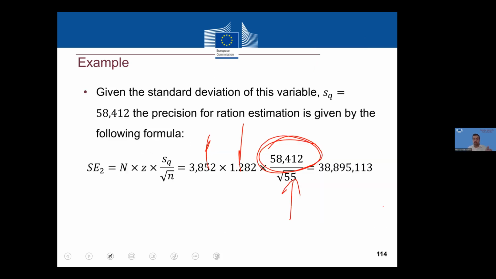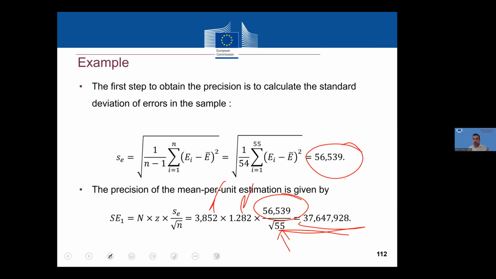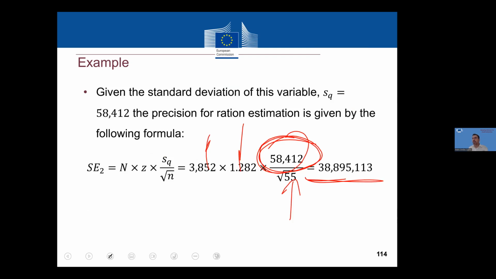Okay, I just put the 58,000 euros here in the formula and it gives me the precision. It's done. Now I have the precision for mean per unit, 37.6 million euros, and the precision for ratio estimation, 38.9 million euros. Are they very different? Not at all.